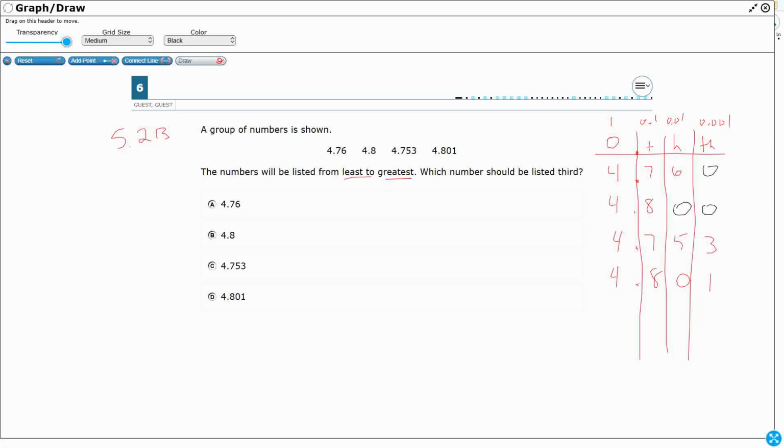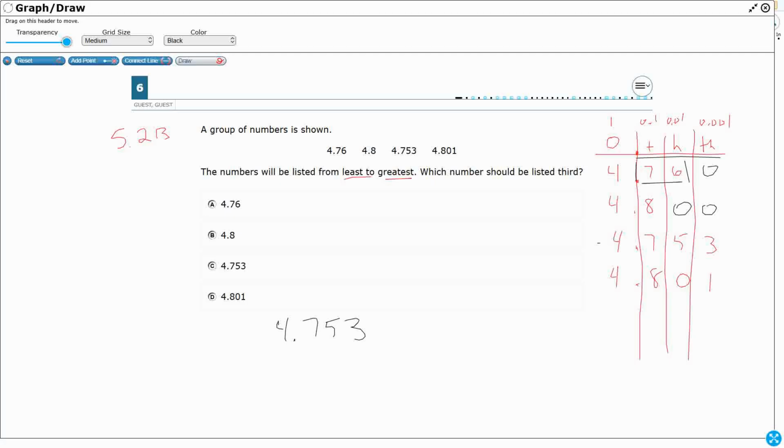Look at my first digit, 4, 4, 4, 4, which they're all the same, which means what I'm evaluating is this 760, 800, 753, 801. If I can just evaluate those sets of 3 digits, that's so much easier. Least to greatest. My smallest is going to be this 4.753, 4 and 753 thousandths is first. Now I've got my 4.76.